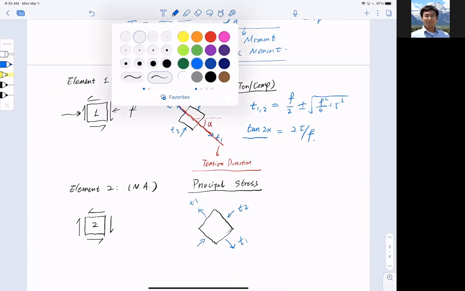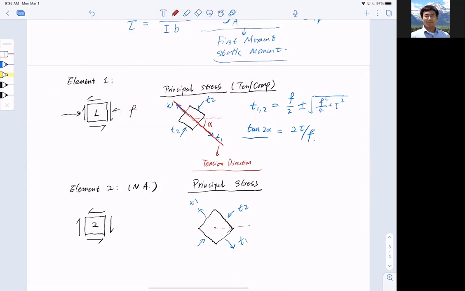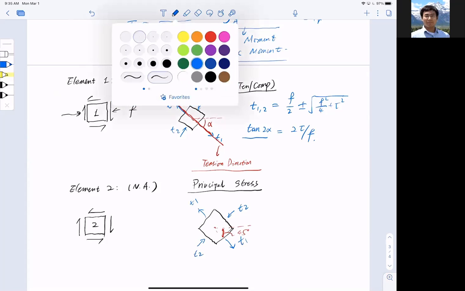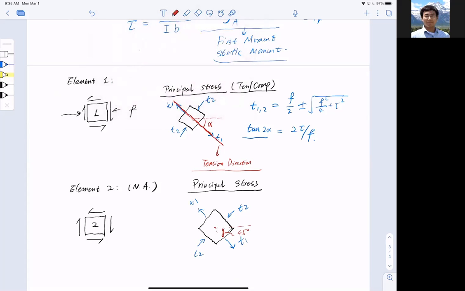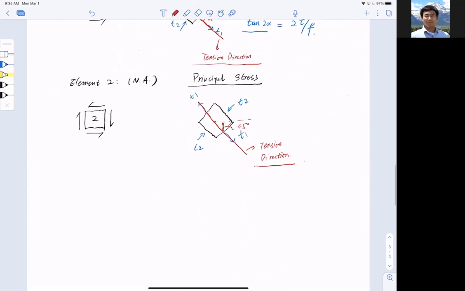I have my angle here, alpha, which we know is 45 degrees for pure shear. Now if I want to draw the tension line like I did for element 1, I can still get it, like this. And that is, again, the tension direction. Now we have done element 2.